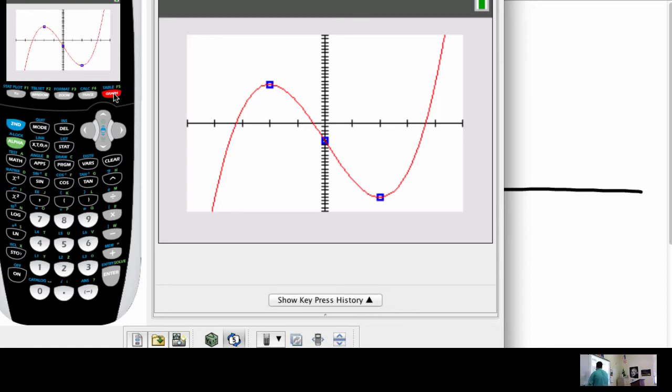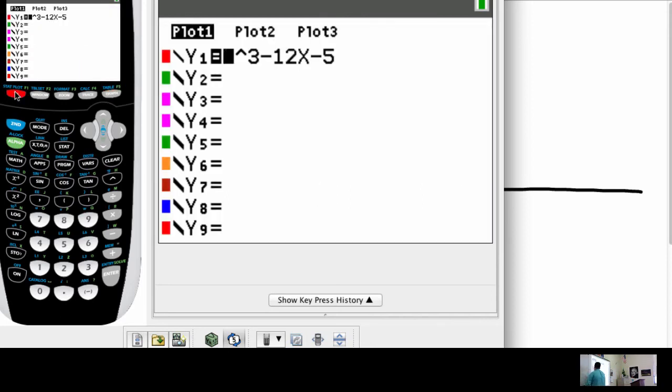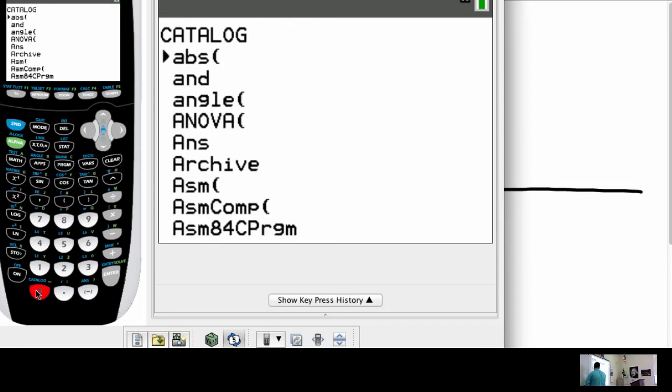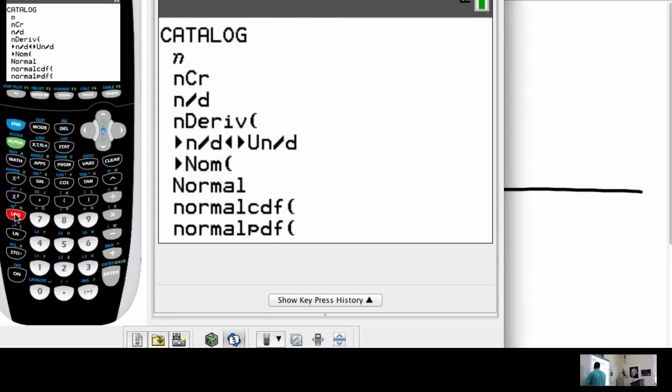Now what I'd like for us to try to do, I want to show you, there's a quick easy way that you could do that. Let's say we had a really complicated f of x. Well, couldn't we take the derivative and graph that here? So what if I wanted to do the derivative of y1? So we could do like we did yesterday and hit second catalog, right? And then hit the log button, come down to nDeriv.